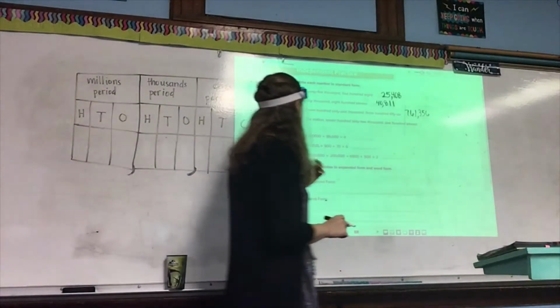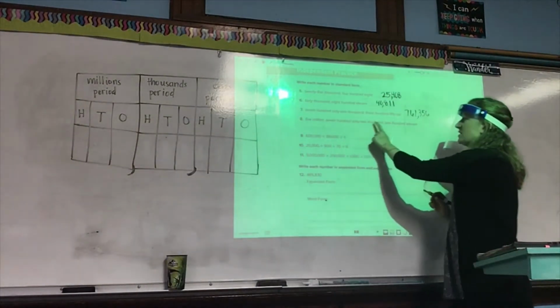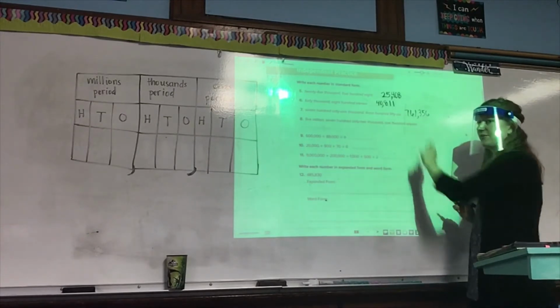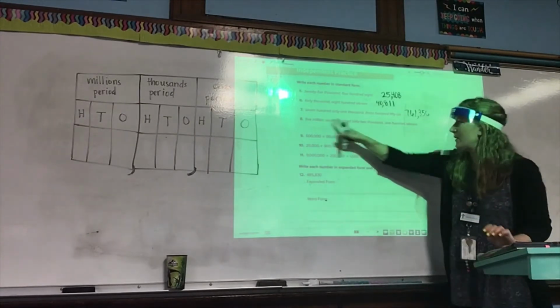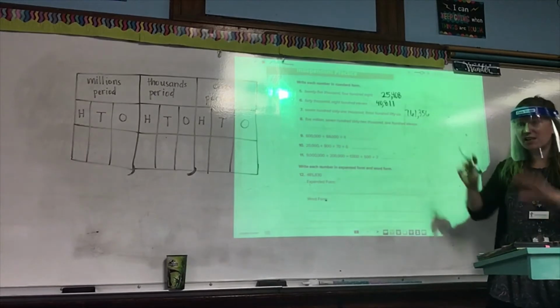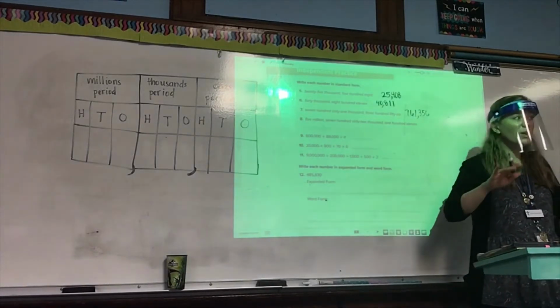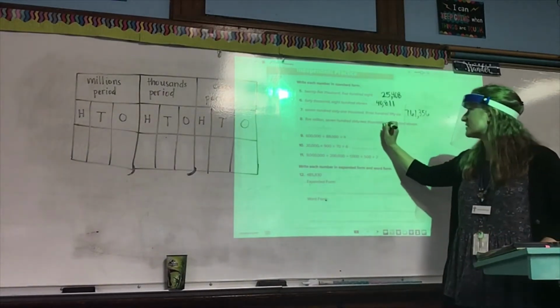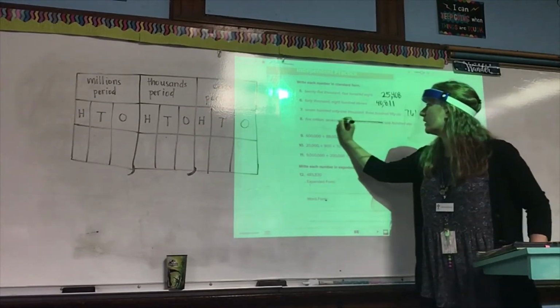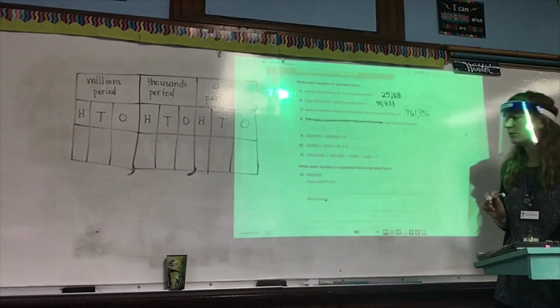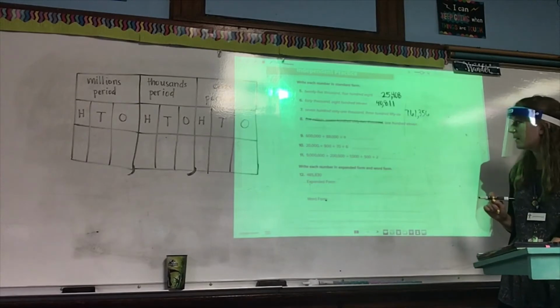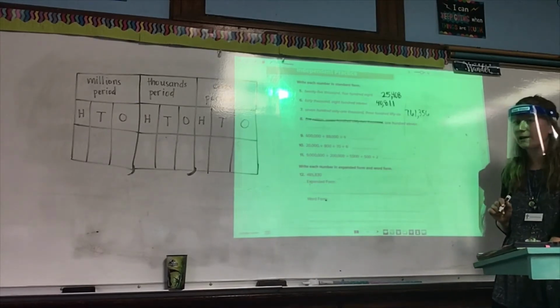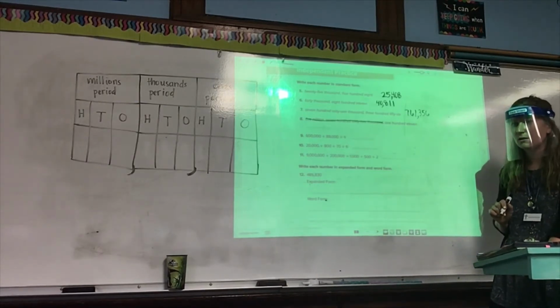Kingston. I have 5,762,111. I have 2 commas. I'm going to cross off everything except for what comes after the last comma. What do I have left, Kingston? 111. What period am I working in? How do I know?